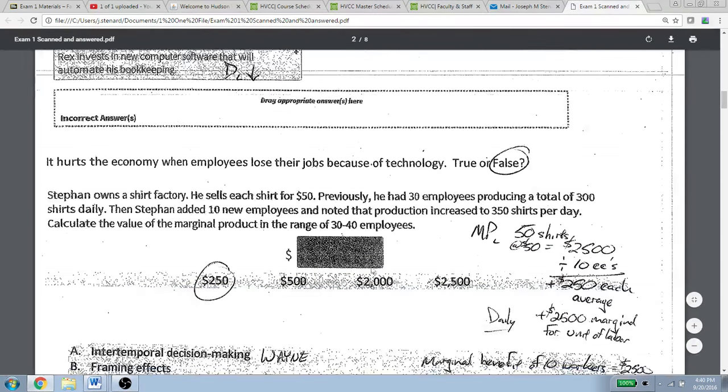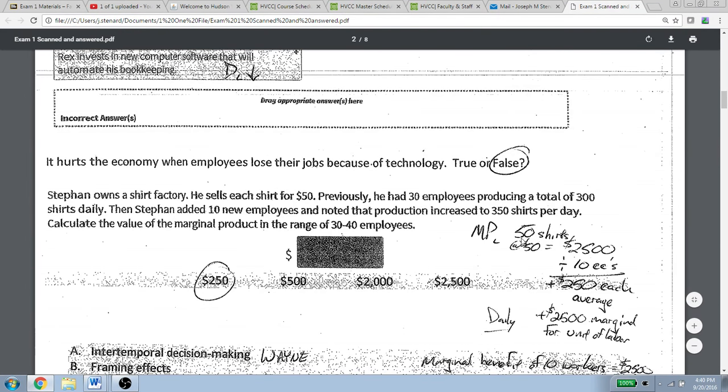Stefan owns a shirt factory. He sells each shirt for $50. Previously, he had 30 employees producing a total of 300 shirts daily. Then Stefan added 10 new employees and noted that production increased to 350 shirts per day. Calculate the value of the marginal product in the range of 30 to 40 employees.